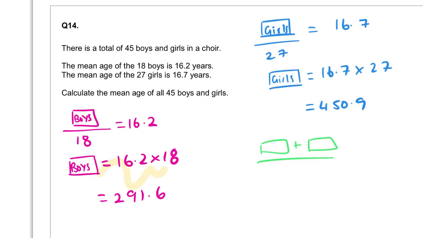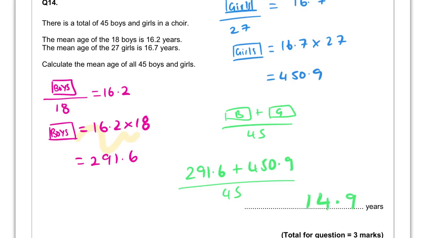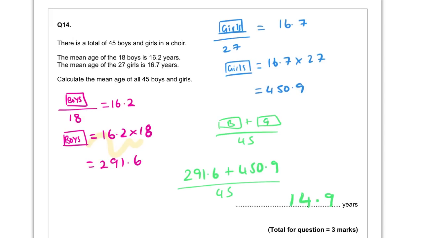Now, if I want the mean of all of them, what do I need? I need all of the boys plus all of the girls divided by the total number of boys and girls, which is 45. Do I have all that information? I do. So 291.6 plus 450.9 divided by 45. That is going to give me their mean age of 16.5. So this is called combined mean, and I like to lay it out like this. It's 3 marks. It's lovely and simple.